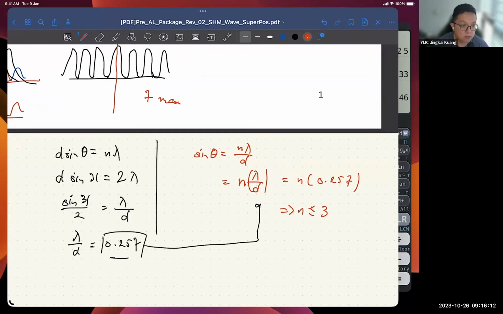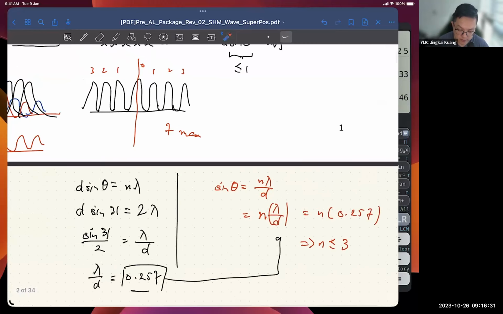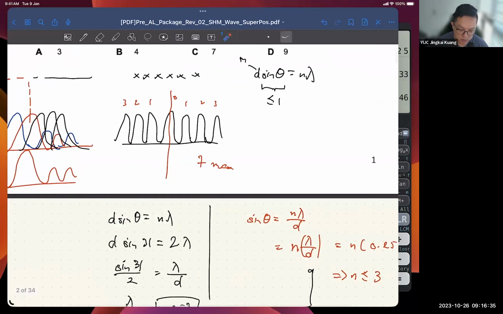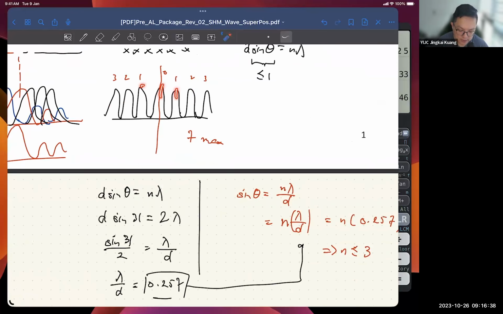So you see a total of 7 bright fringes, because if you go to 4, you go beyond 1 already. If you substitute 4 into here, this whole term will become larger than 1, so you don't want that to happen. So you go for n is 3. That means you see a total of 7 bright fringes, just like this diagram: the central one, 1 on either side, 2 on either side, 3 on either side. So in all you see 7.